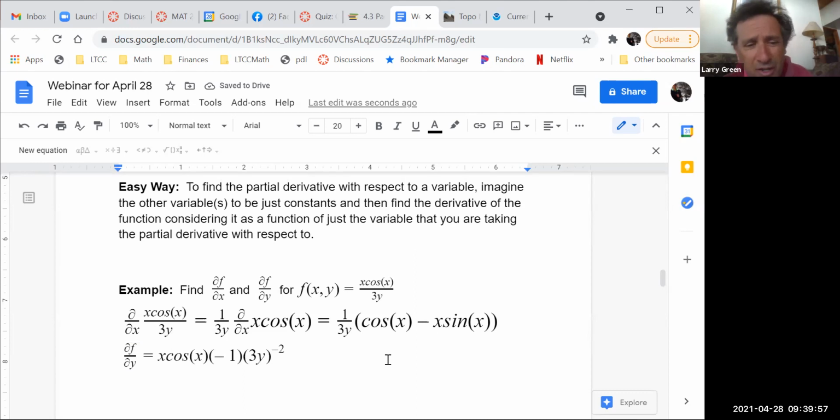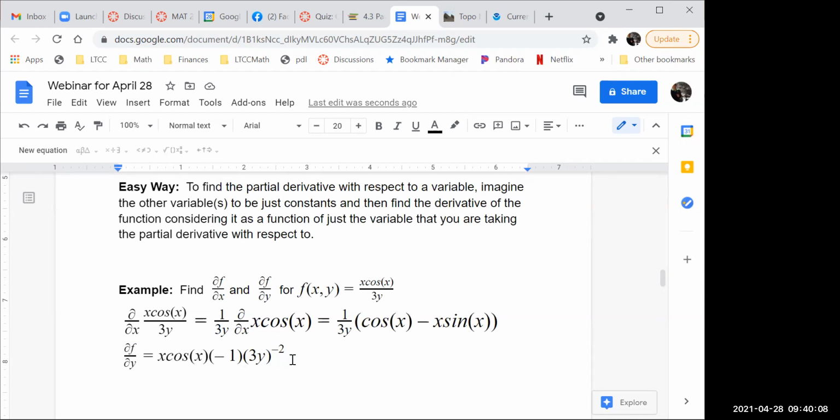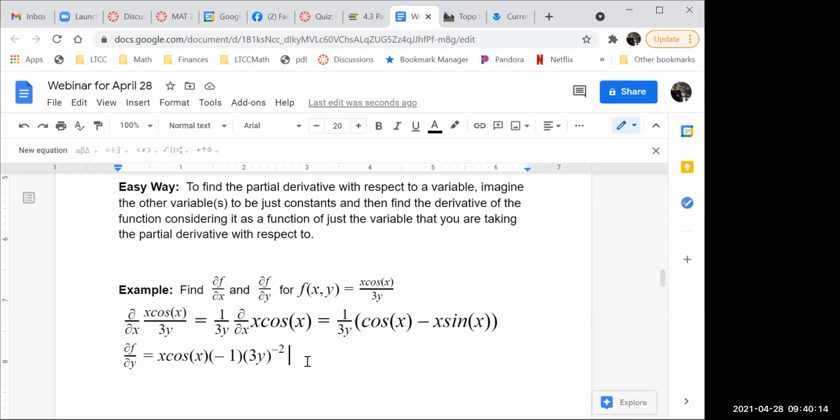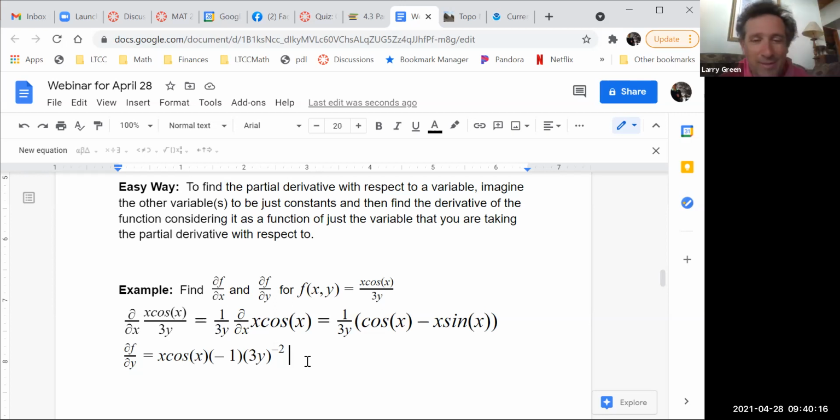There's no work to show really because you're pulling out the x cosine x. I guess you could write it as x cosine x, 3y to the negative 1. Write that step in. I wrote it as a fraction. Is that okay? Yeah, that's fine. I didn't rule out negative exponents. My rule is that as long as it's correct, I'm happy. Whether you do more algebra, that's your choice.